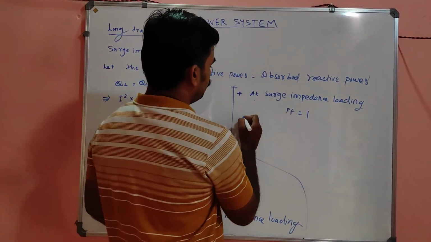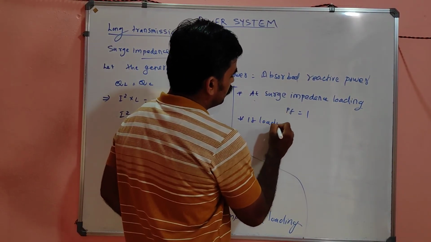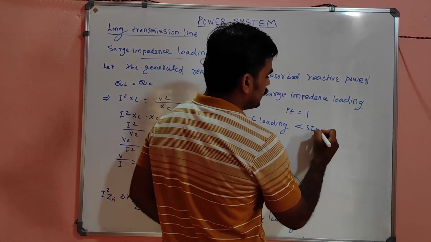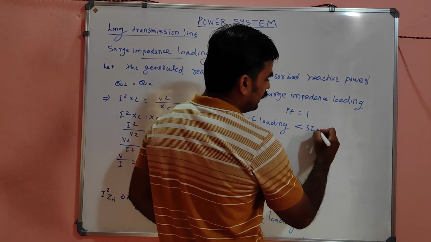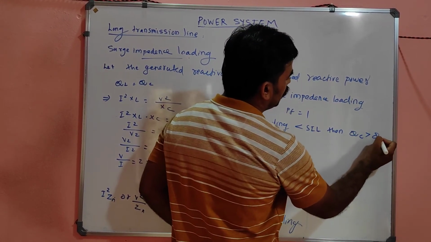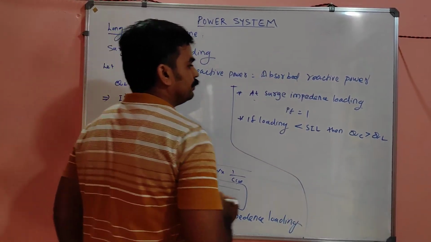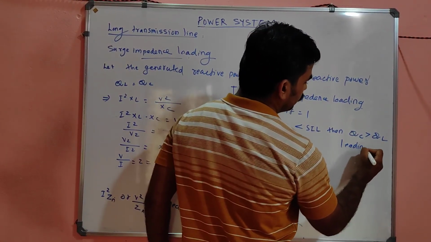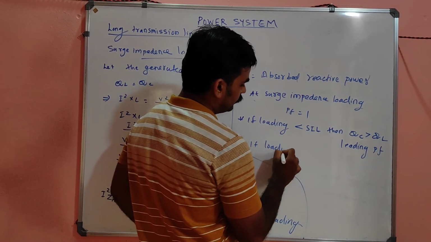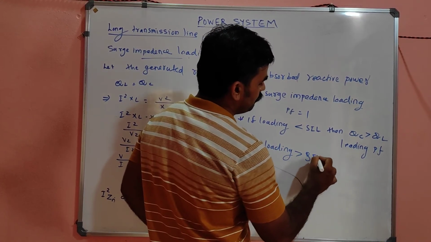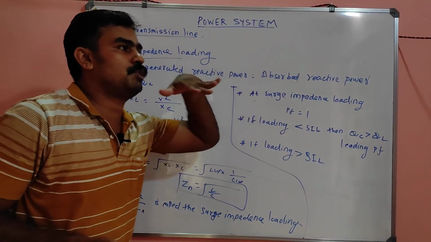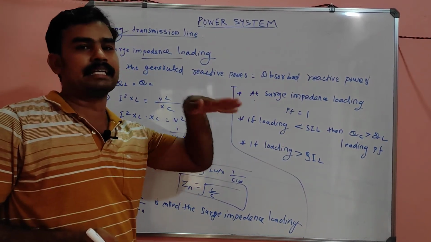And one more thing you can add. If loading is less than surge impedance loading, SIL means surge impedance loading, then QC greater than QL will happen, or leading power factor. If loading is greater than surge impedance loading, that means there will be a natural loading of the transmission line, my dear. That is called the surge impedance loading.